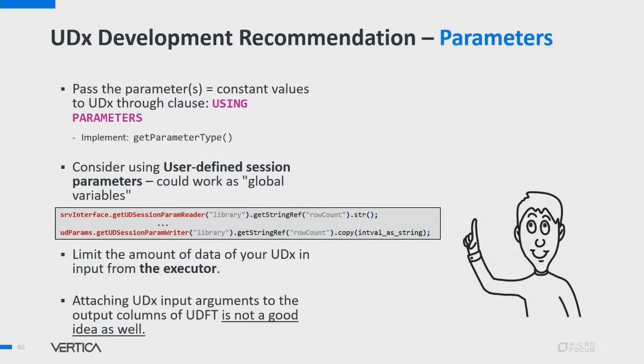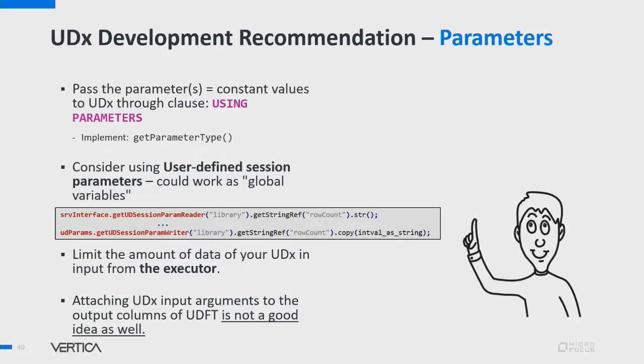When you decide to use the USING PARAMETERS clause, you have to implement getParameterType. We have seen that for the R UDx, and similarly you have to do it for other languages. You have to implement those methods, and you can extract that information from an object in the class, based on the value you can process with your UDx. Also, regarding the parameters, you can consider user-defined session parameters, and they can work as global variables because they are read-write accessible from inside your UDx. Then you just call or access the corresponding methods, and you can read those values. And once your UDx is working, you just store the new value in that particular variable.